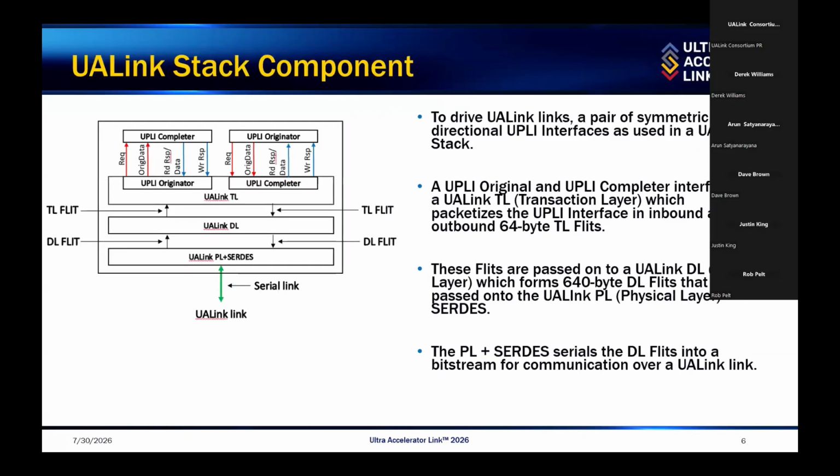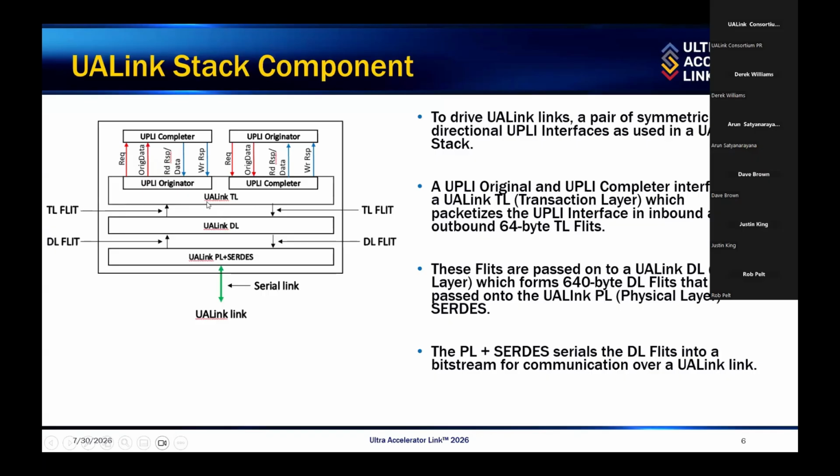This interface is a flat, wide collection of tens to hundreds of signals. To build out UALink, we take 2 of those interfaces in an accelerator, an originator and a completer, a bidirectional pair of those interfaces. The originator is sourcing requests in this direction, and the completer side is receiving requests in this direction. So this is a pair of bidirectional symmetric UPLI interfaces that drive commands and responses.